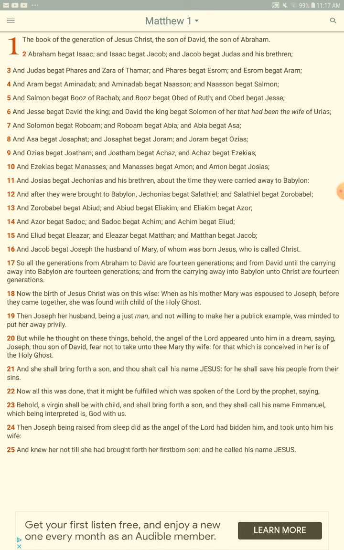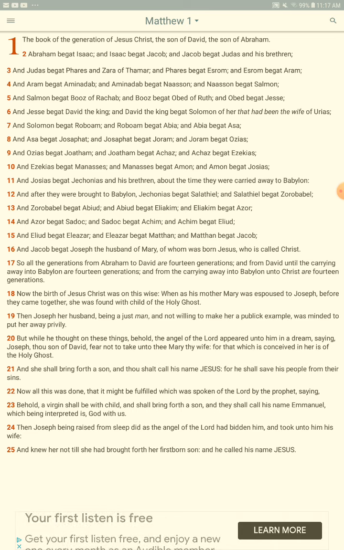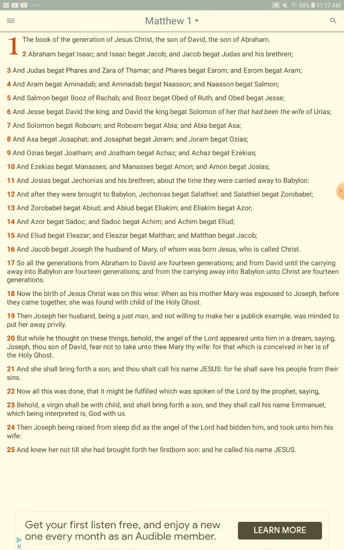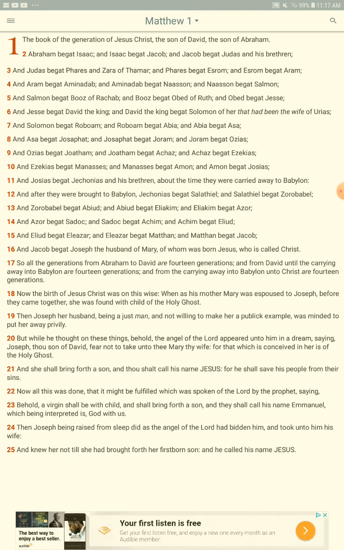Now, the birth of Yahushua Mashiach was on this wise: when his mother Mary was espoused to Joseph, which means espoused was another way of saying married to Joseph. And we all know what marriage is, going back to Genesis: Isaac took Rebecca into his mother Sarah's tent, and she became his wife. So espoused pretty much means married to Joseph, meaning they already had sexual relations.